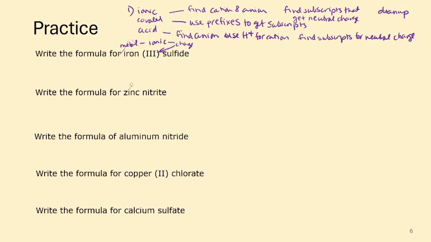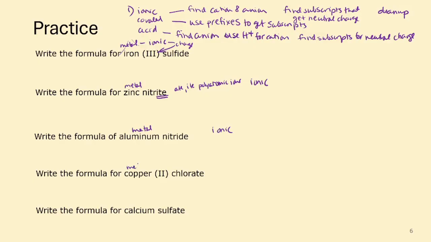Zinc, again, this is a metal. "ate" and "ite" are indicative of polyatomic ions. So I see a metal, I see a polyatomic ion. This is ionic. Aluminum, this is a metal. This is ionic.